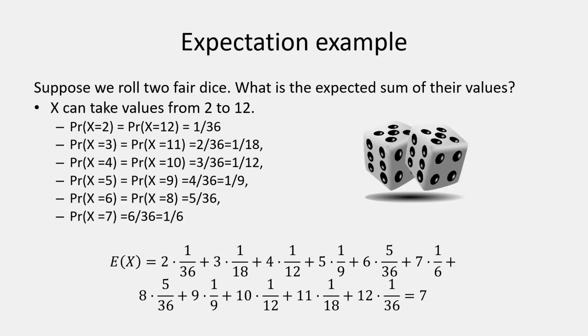So let's do an example. Suppose we roll two fair dice. What is the expected sum of their values? Think about it for a second. Would you be more surprised to see the dice coming up 1-1 than coming up with something that sums up to, say, 6?